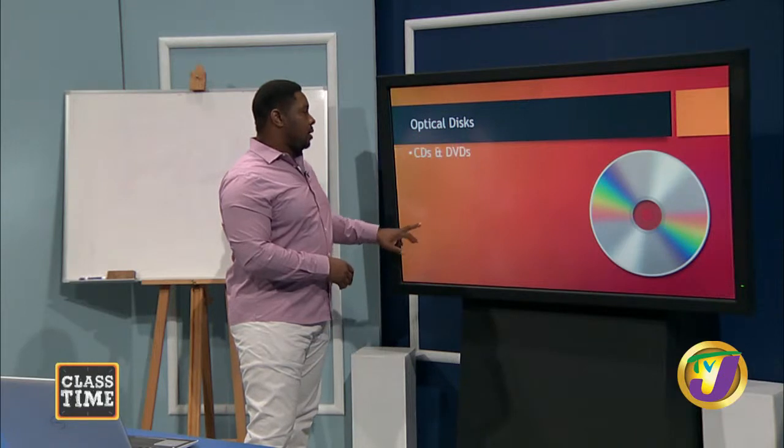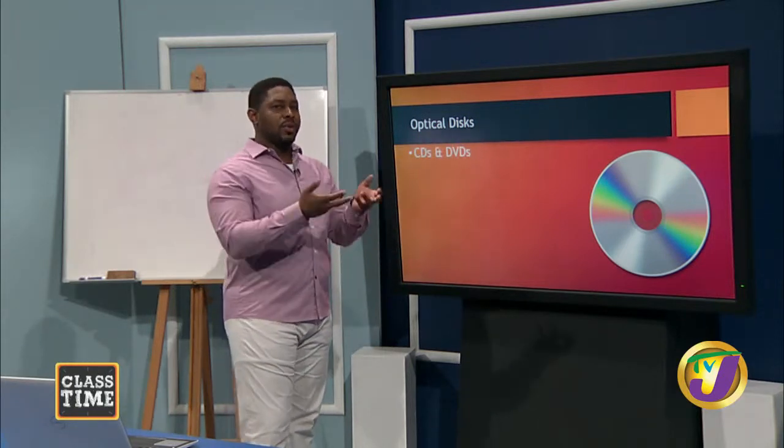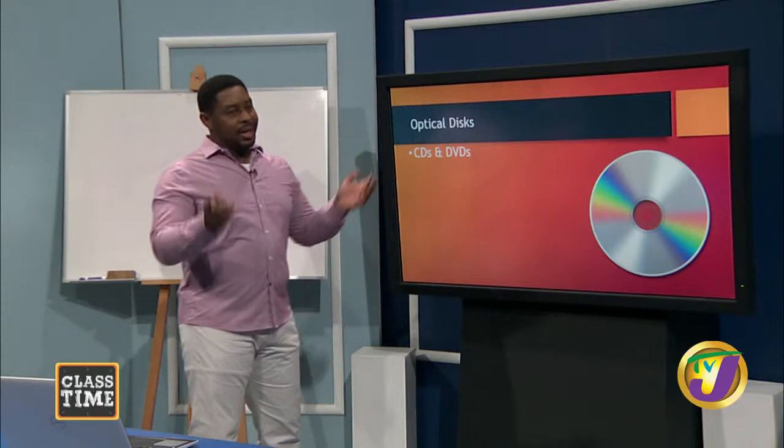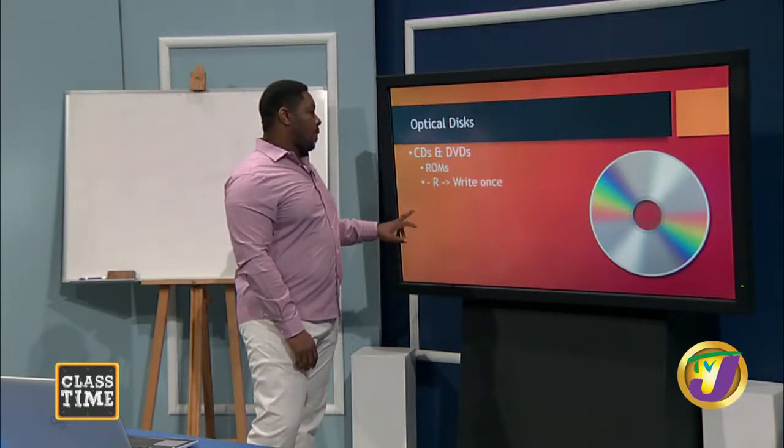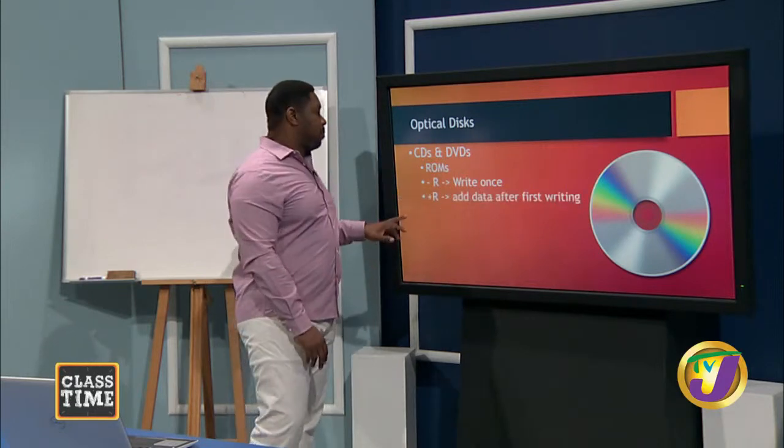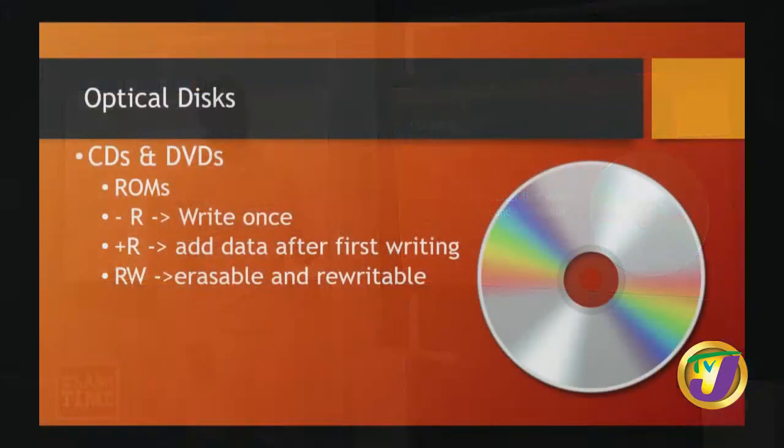So what are they? Well, we know CDs and DVDs, and I tend to group them simply because of their usage, most often. We have CD-ROMs, CD minus Rs, CD plus Rs, and CD rewritable. And each of them has its own use, and we'll just explore them shortly.